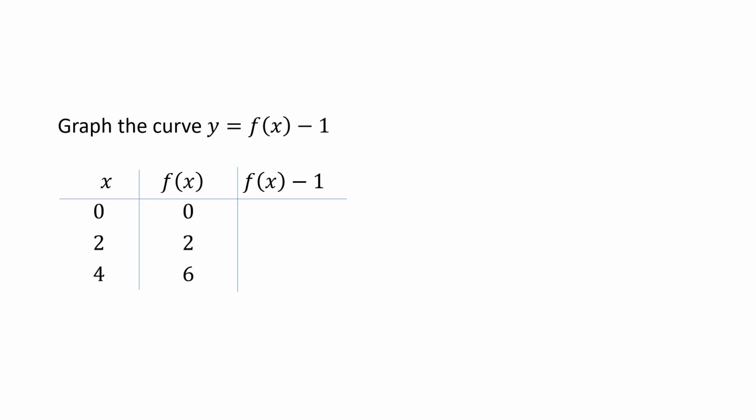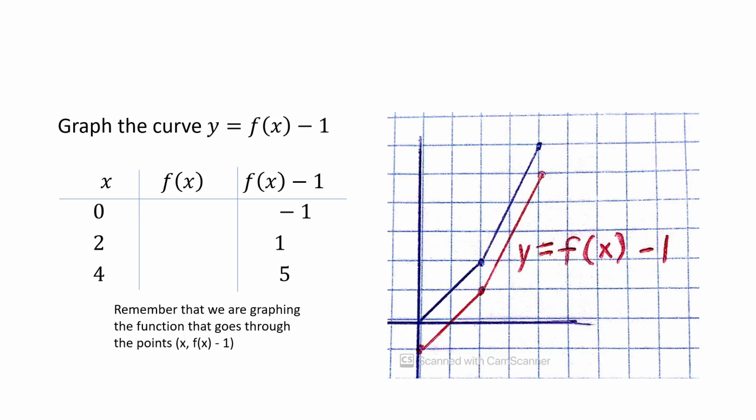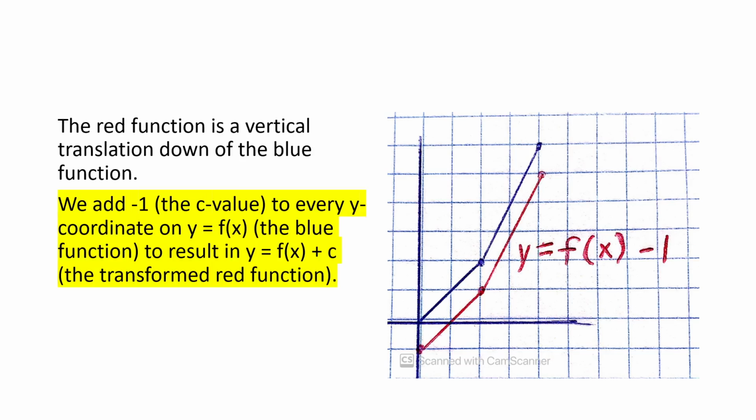The x column could be 0, 2, and 4, making the f of x column be 0, 2, and 6. f of x minus 1 would therefore be negative 1, 1, and 5. We're plotting the points that go through x and f of x minus 1, so we get rid of that middle column. And there we go. We've got the blue parent function, and the red transformed function is 1 unit translated down.